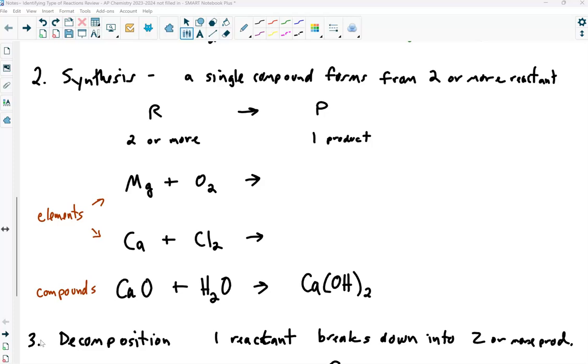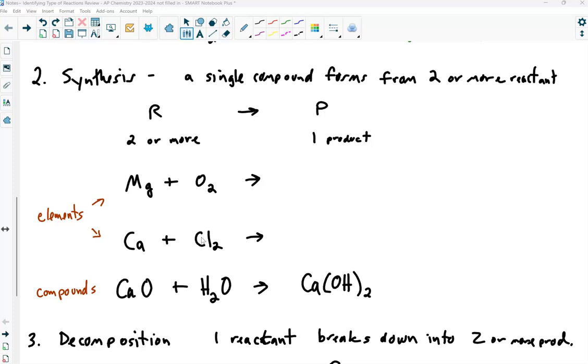Now we'll talk about synthesis. A synthesis reaction is when a single compound forms from 2 or more reactants. So on the reactant side, you have 2 or more species, 2 or more elements or compounds. On the product side, you would have 1. So if on the reactant side you have 2 elements, for example magnesium and oxygen or calcium and chlorine, if they're going to make one product, essentially those 2 are just going to combine.